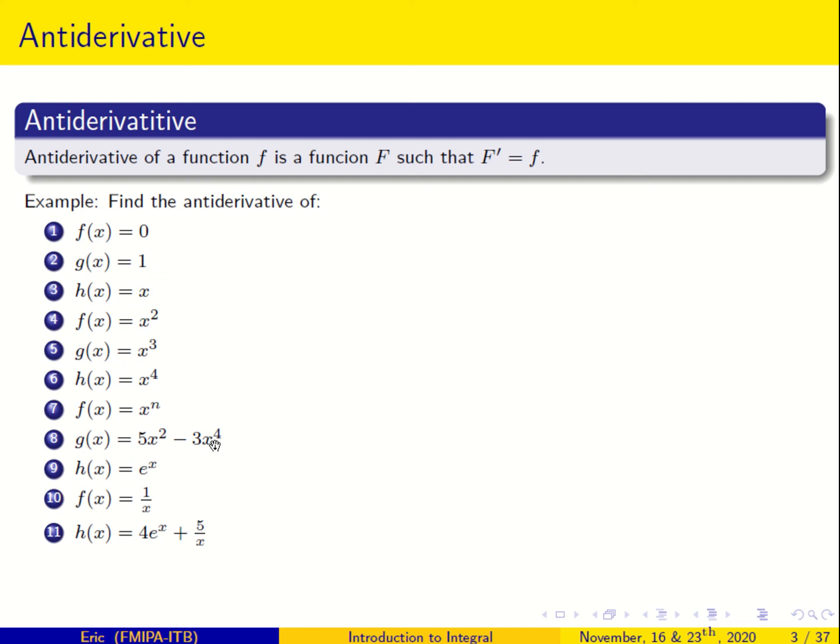What about this one? This is a special function. The antiderivative of e to the x is e to the x, because the derivative of e to the x is e to the x. What about this one? Do you remember what function has derivative 1 over x? Very good. That is the natural logarithm of x, ln x. What about this one? You can guess. This is 4e to the power of x plus 5 times ln x.